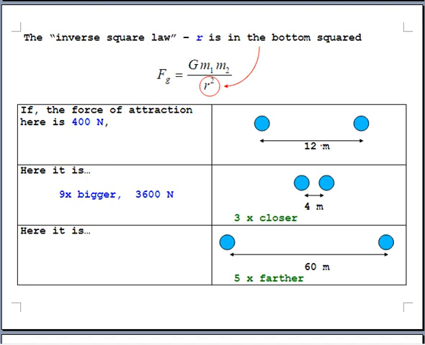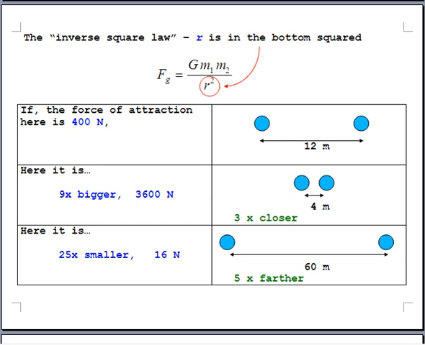There's less attraction when you get further away from the planet. The same for any two objects. Here you're 5 times further apart. That doesn't mean that the force of gravity got 5 times smaller. It got 5 squared times smaller. So in order to actually calculate the number, it was 400 newtons. Now we're looking for something 25 times smaller. So you simply divide by 25 and you'd end up with 16 newtons.